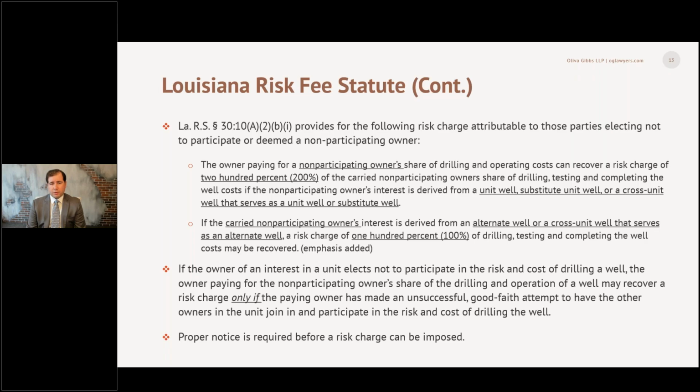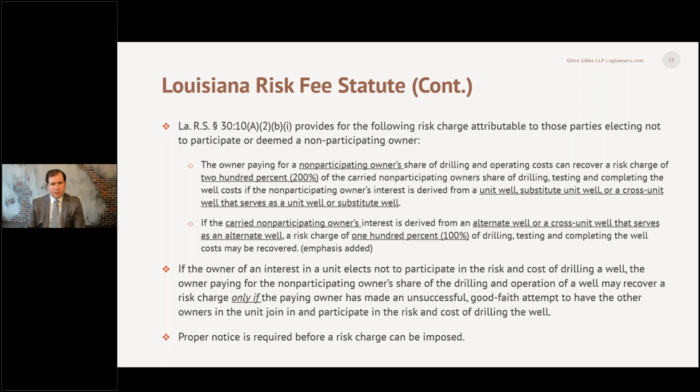So again, the risk charge is going to be a little bit lower for these alternate wells versus a unit well, which would be the first well drilled in the unit, because obviously the risk is going to be a little bit higher with a unit well. If you're drilling a second or third well within a unit, there's already been production, so the risk that the operator is taking on is a little lower. And so that's why that risk charge is going to be a little lower.